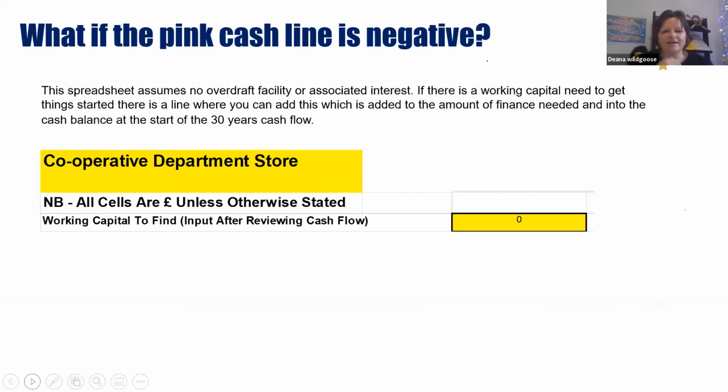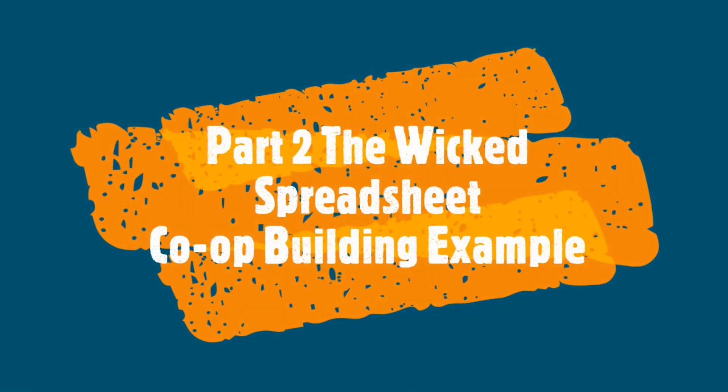And finally, we've added in something that we've called a working capital line. So if you find it is going negative and you want to inject some working capital up front, there is a box that you can add in there.